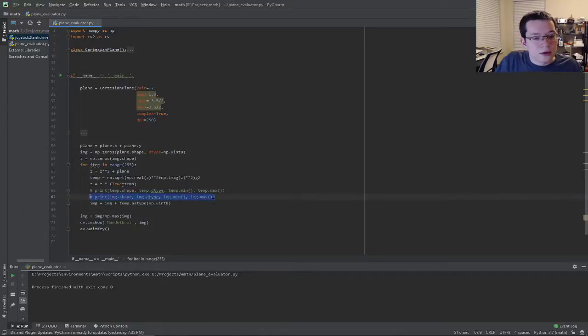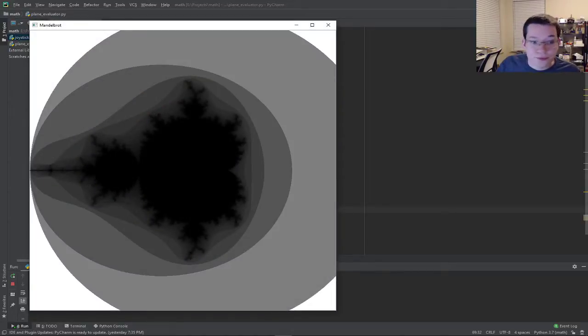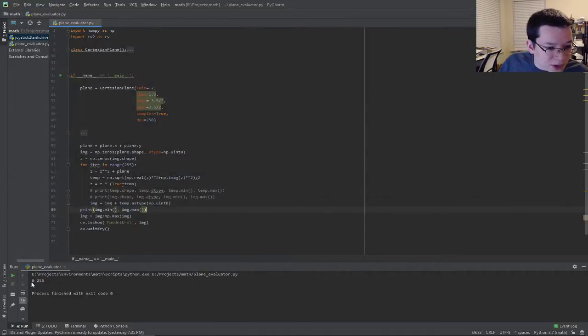Come down here. Try this again. There are other things that we can do to optimize this, namely not use complex numbers. It just works out nicer for me right now. So 0 and 255. Very good.